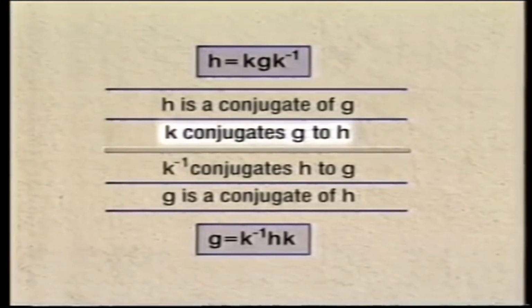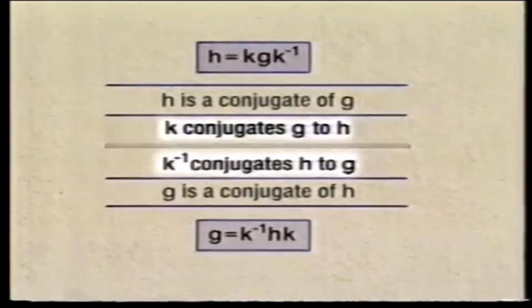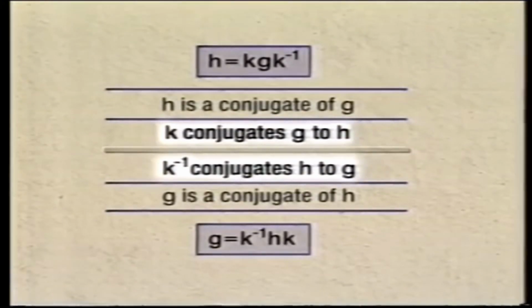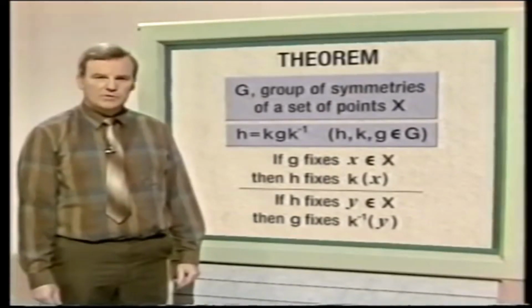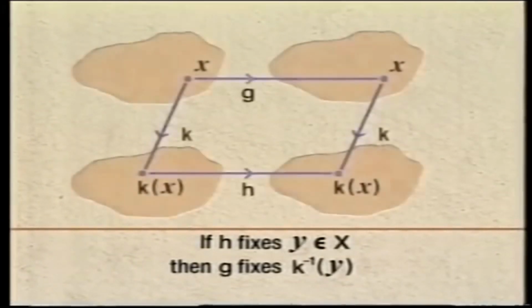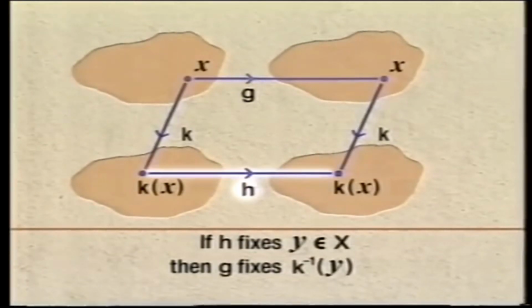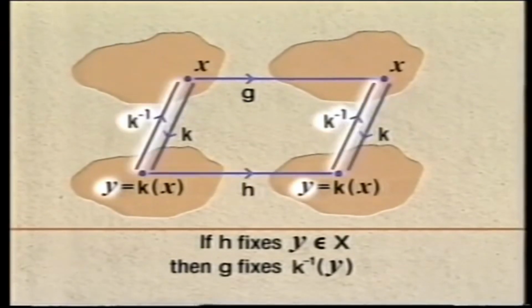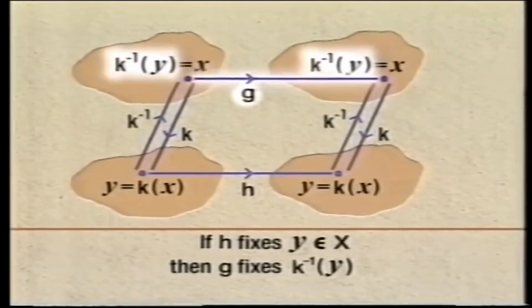If K conjugates G to H, then K inverse conjugates H to G. So whatever theorem we prove concerning K conjugating G to H, the result holds equally for K inverse conjugating H to G. Therefore the converse holds. It's illuminating to interpret this converse in terms of our diagram. We just have to start at the bottom and read upwards. If H fixes the point Y, then applying K inverse, the image of Y is fixed by G.